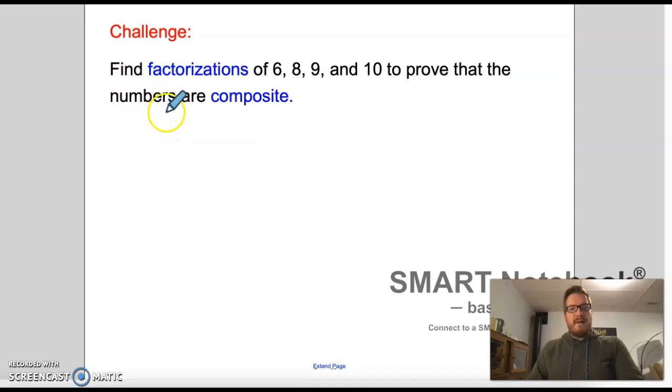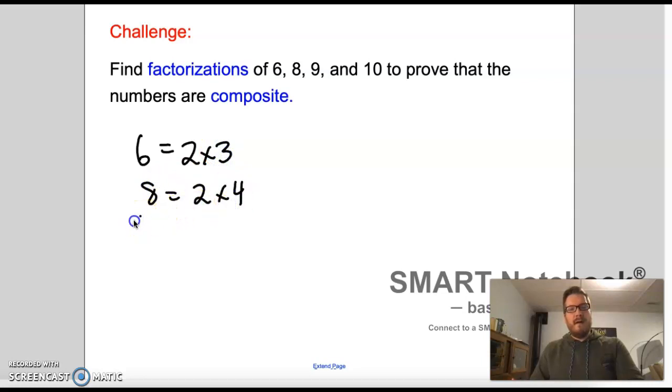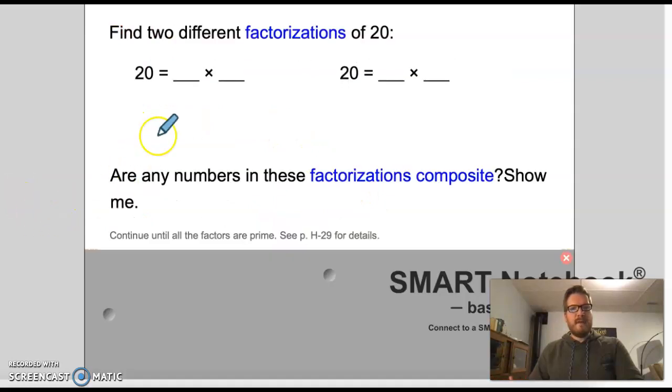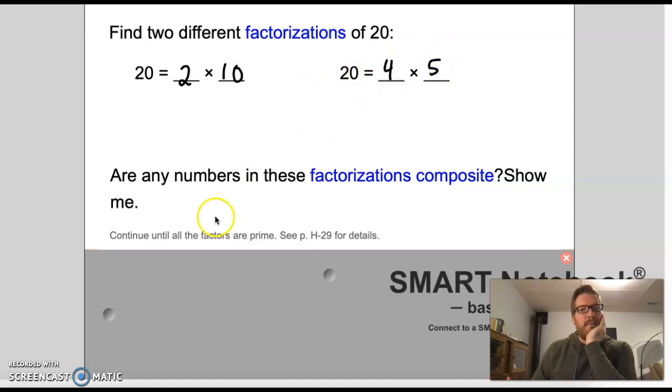So the challenge here is to find factorizations of 6, 8, 9, and 10 to prove that the numbers are composite. So with 6, we would say that's 2 times 3. For 8, we could say that's 2 times 4. For 9, we would say it's 3 times 3. And for 10, we could say that's 2 times 5. And so this proves that each of these numbers are all composite numbers. So two different factorizations of 20: I could have 2 times 10, or I could have 4 times 5.